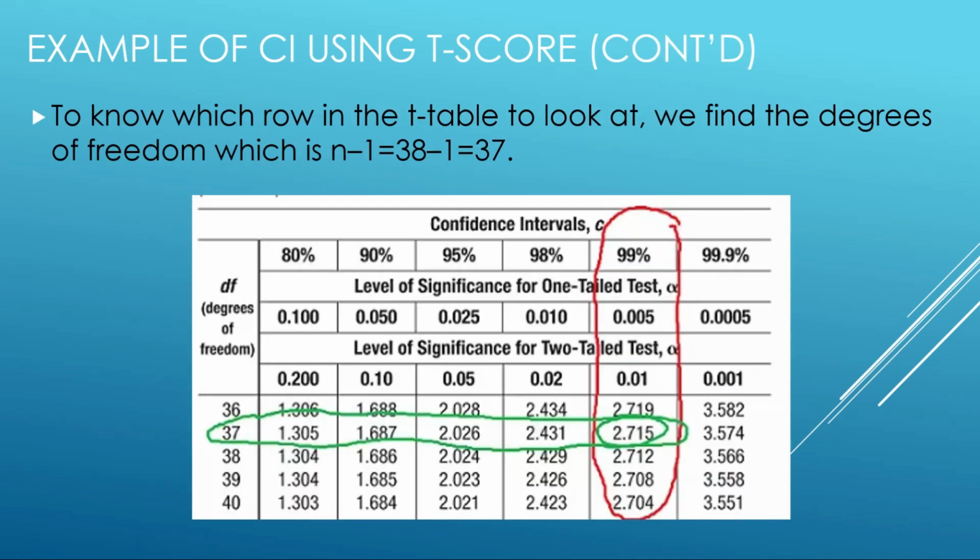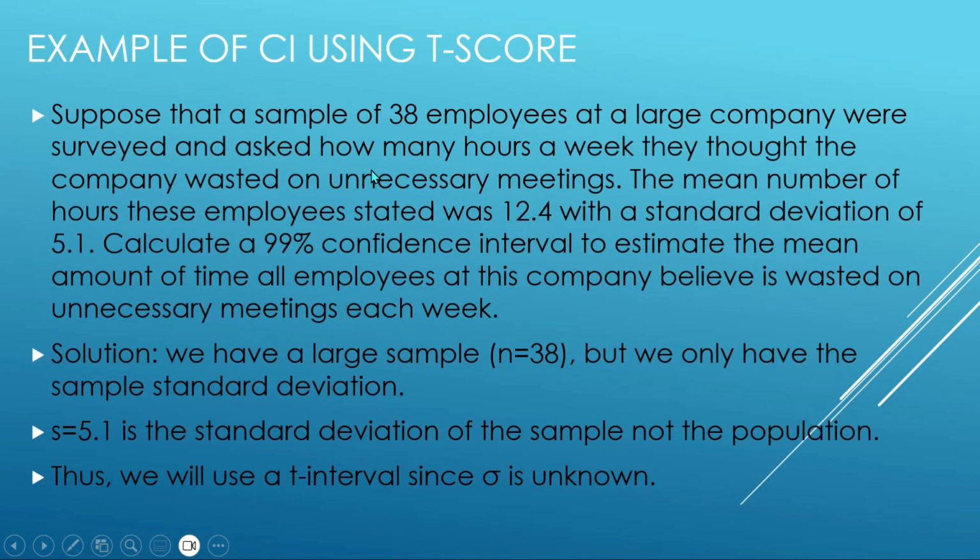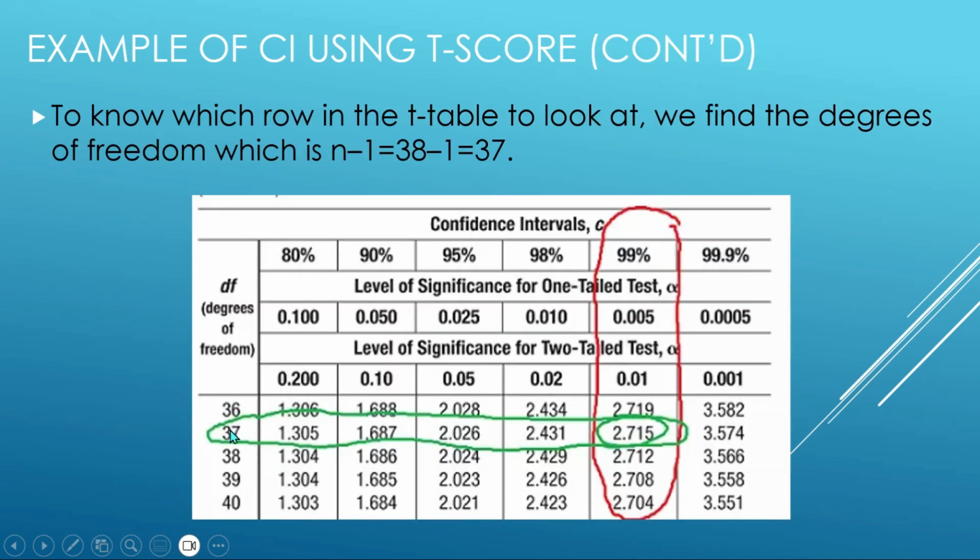To know which row in the t table to look at, we find the degrees of freedom, which is n minus 1, equal to 38 minus 1, equal to 37. So finding the degrees of freedom is very easy. We simply subtract 1 from the total sample size. So if we look at this table over here, in this first column, degrees of freedom is given. So degrees of freedom will be simply whatever the sample size is, minus 1. So in this case, it is 37.